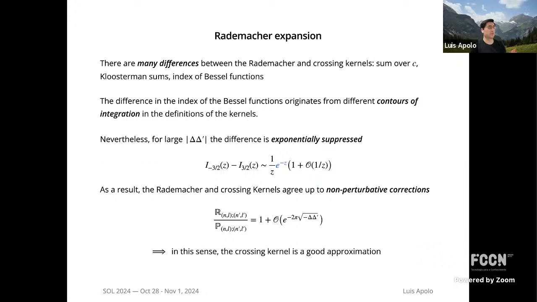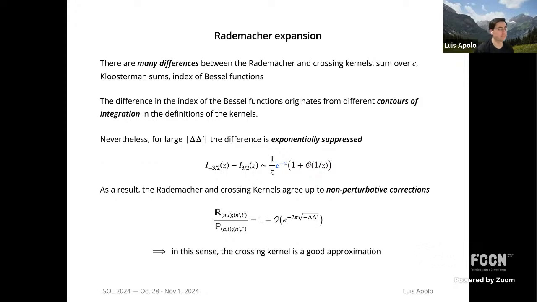Okay, so in this sense, this crossing kernel that I wrote before is a good approximation in the problem we're interested in, where these parameters delta and delta naught are going to be large.